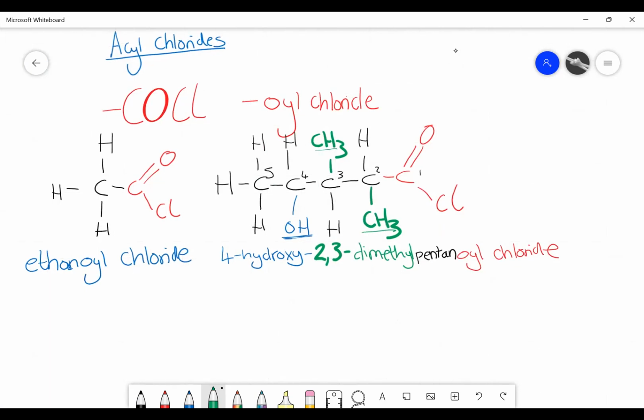Carbon atoms in this situation, why I've numbered them this way, the carbon atoms are numbered from the end with the acyl function group, exactly the same as what you would do with carboxylic acids. So we always start with this one being our number 1.